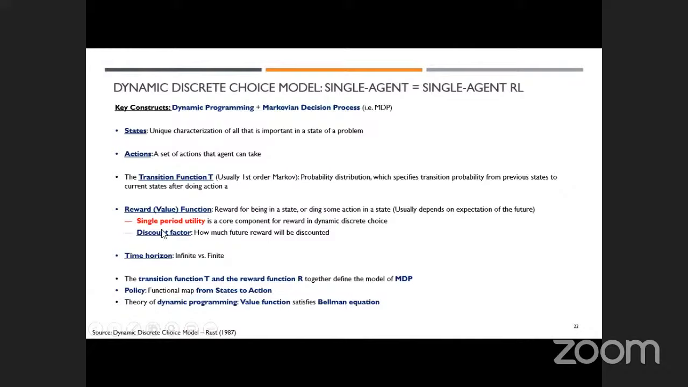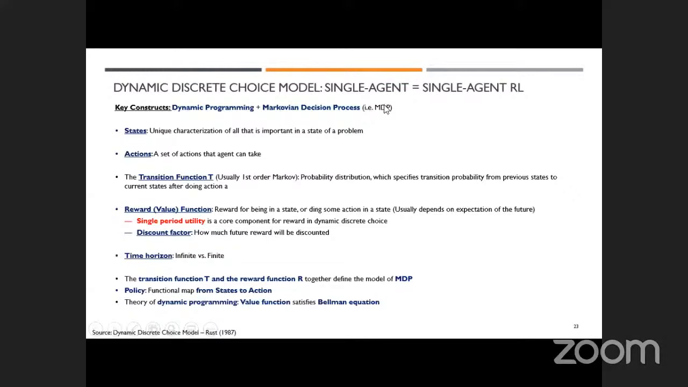Then you have some discount factor, and you have to use the discount factor to sum up the single-period utility across multiple periods. Those are called the value function or reward function in general. Also, you have to decide whether only a finite horizon matters for the current problem or whether the infinite horizon matters, right? With that, you can construct the reinforcement learning algorithm and solve this. And the dynamic discrete choice model is basically a single-agent version of reinforcement learning, essentially, right?